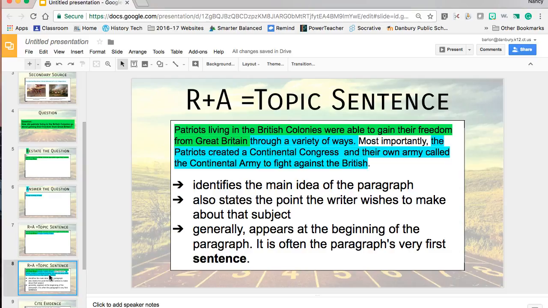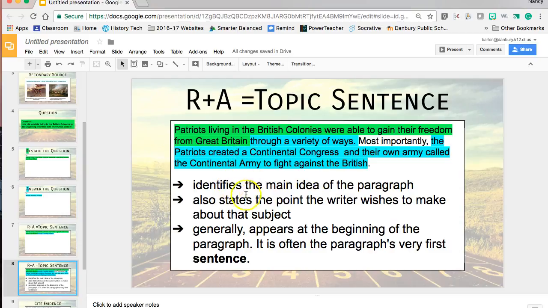Created a Continental Congress, and they also created their own army called the Continental Army. Okay, so together, that's your response. The topic sentence is the first one, and then I went into more explaining that more. So it explains what the variety of ways were. So it is part of your answer, but it's just an elaboration or an explanation of this. We could even color this pink for elaboration and explanation, but it is part of your actual answer.